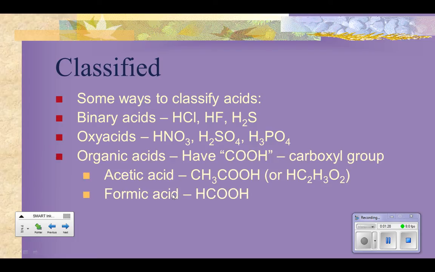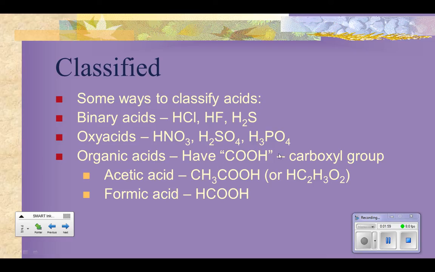All right, and the final one here, I guess I only have 3 categories, is the organic acids. Now the organic acids are a little tricky to work with because they don't start with hydrogen. You have to recognize them instead by the fact that they have this group attached to their formula, the COOH, which is called the carboxyl group. Organic chemistry is a little different than what we're used to. They have slightly different rules and they do things slightly differently.